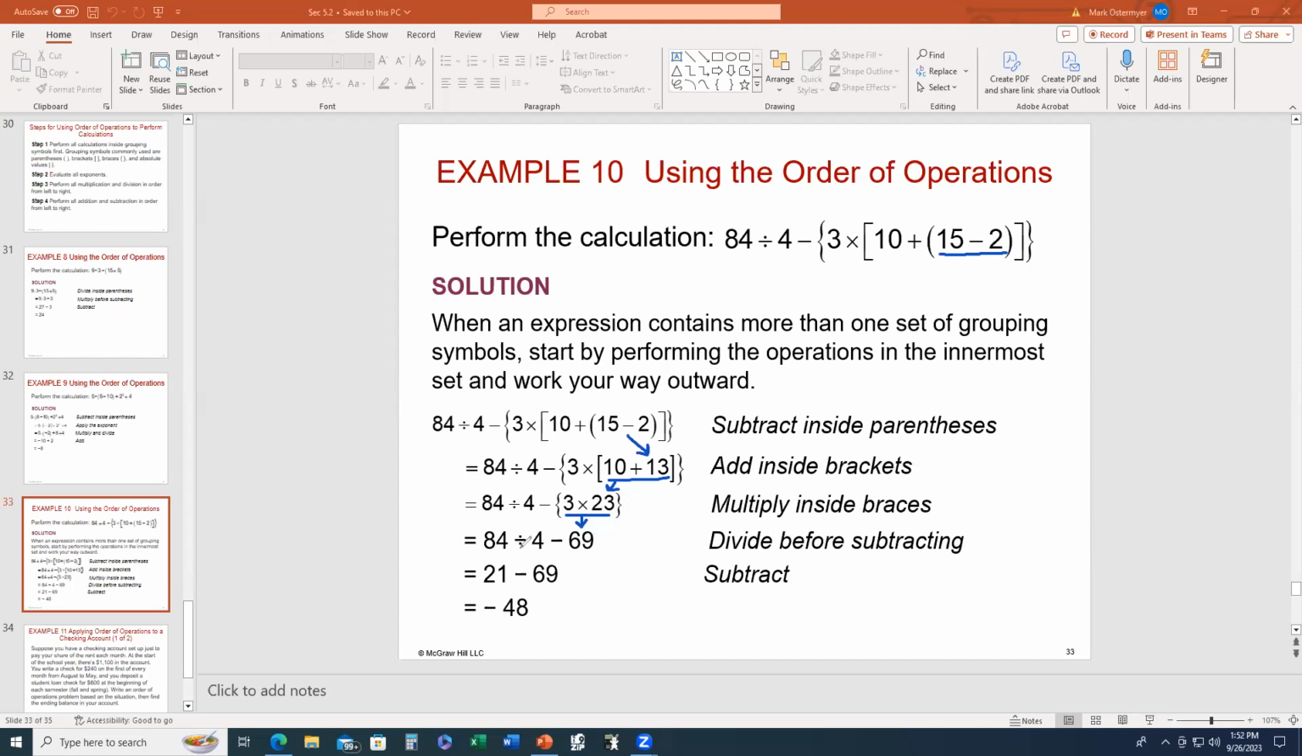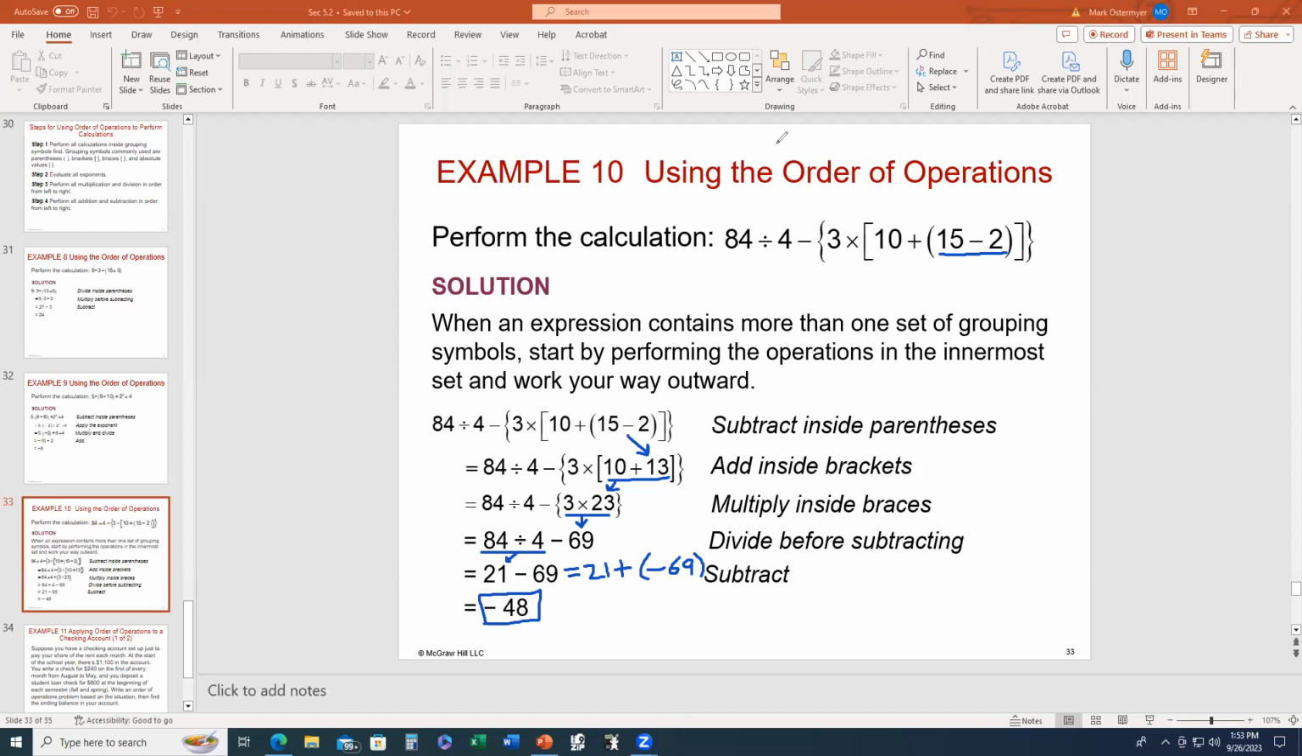What do we do next? Divide or subtract? Division. Yep, it has higher precedence than subtraction. 84 divided by 4 is 21. Finally, 21 subtract 69 is the same thing as 21 plus what? Negative 69, as we've learned. Positive plus a negative, we take the difference between these numbers and attach the larger sign, and we get negative 48. Final answer. Everybody see that there?